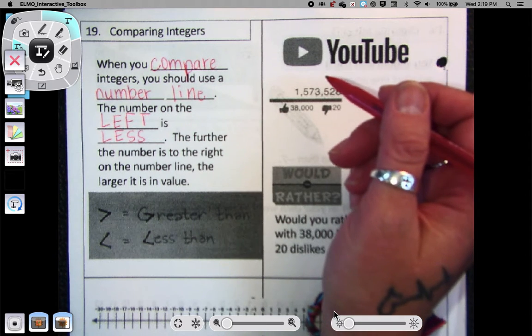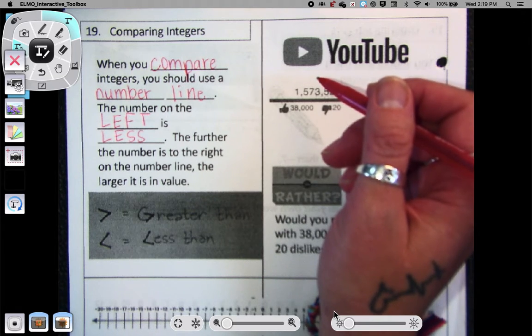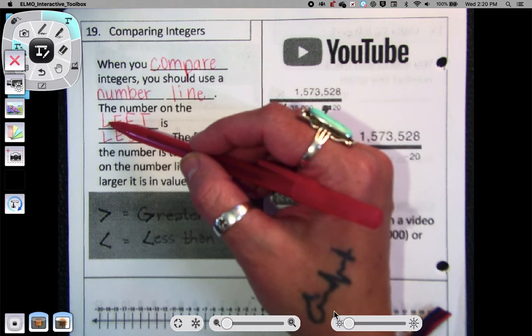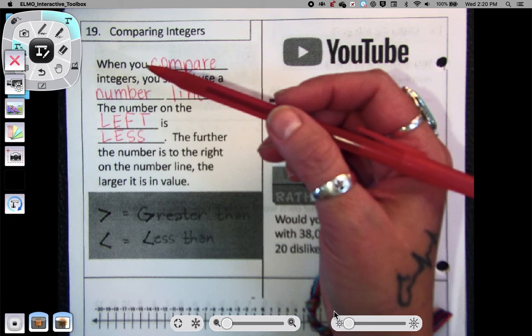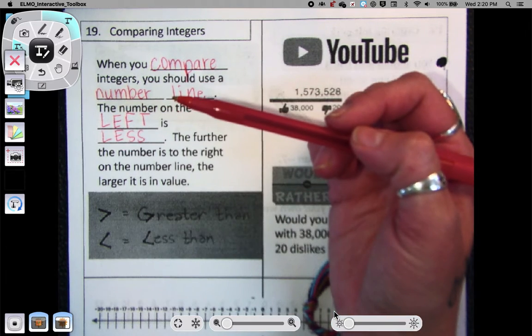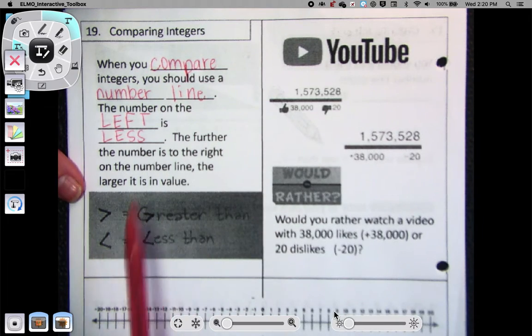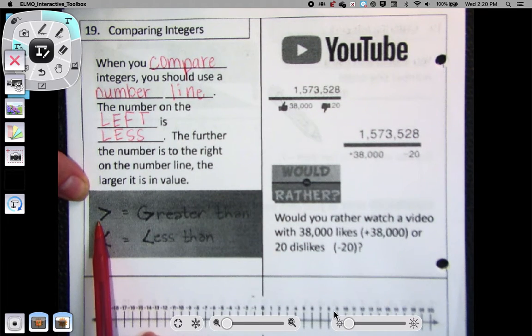Now, in the video, Mr. J was saying the further right you go, the greater the value. I've always remembered that whatever is on the left is less. If you want to remember right is greater, that's fine. If you want to remember left is less, that is fine as well. Okay? When we're talking about comparing integers, we have to use symbols like greater than and less than.